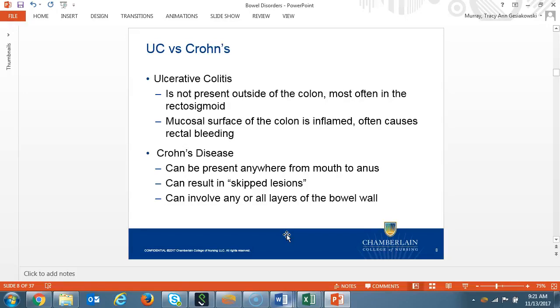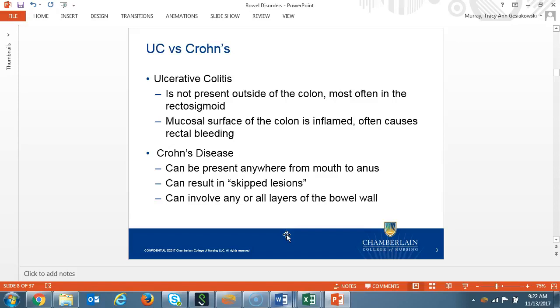In ulcerative colitis, or UC, the mucosal surface of the colon is inflamed. This ultimately results in friability, erosions, and bleeding. It most often occurs in the rectosigmoid areas but can involve the entire colon. In Crohn's disease, the inflammation extends deeper into the intestinal wall. Crohn's disease can involve all or any layer of the bowel wall and any portion of the GI tract from the mouth to the anus.